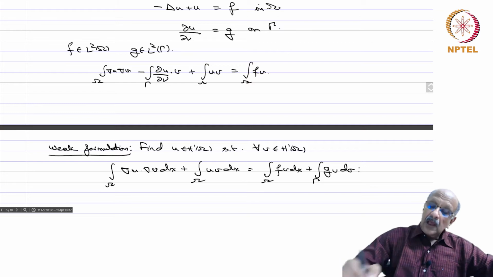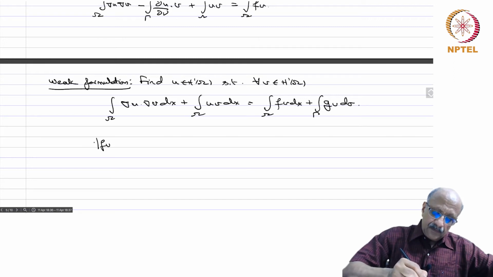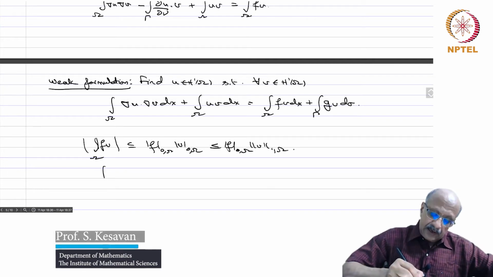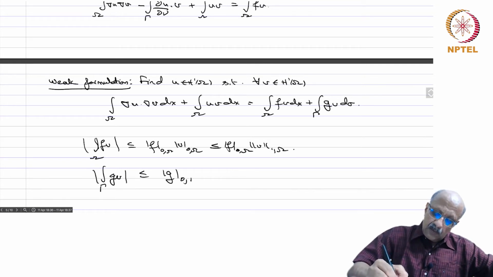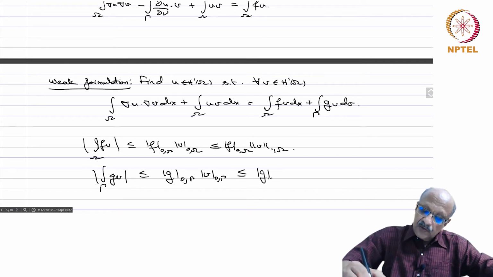Okay, so this is the thing, and the right hand side: mod of integral fv is less than or equal to norm f in L2 of omega times norm v in L2 of omega, which is less than or equal to norm f in L2 times norm v in H1 of omega. And integral on gamma of gv is less than or equal to norm g in L2 of gamma times norm v in L2 of gamma, but we know this is less than or equal to, because gamma naught is a trace operator, norm g in L2 of gamma times C times norm v in H1 of omega.